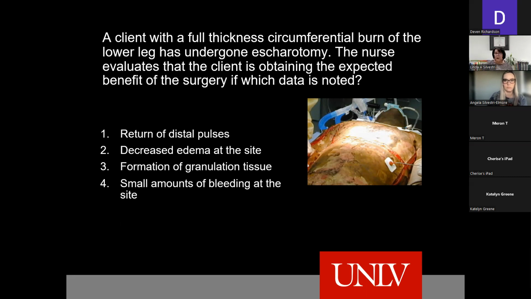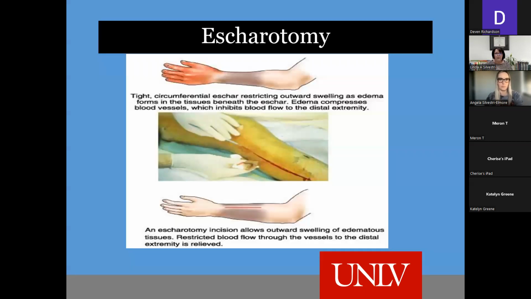So we have to focus on circumferential burn, okay? Think about constriction. We're worried about perfusion to that extremity and the benefit. You're evaluating the expected benefit, and that should help get you to option 1. There's a picture on the next slide of an escharotomy. Let's take a look at that, and that might help you with questions.